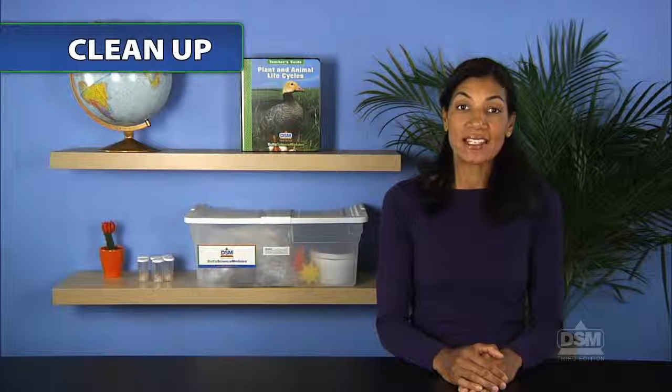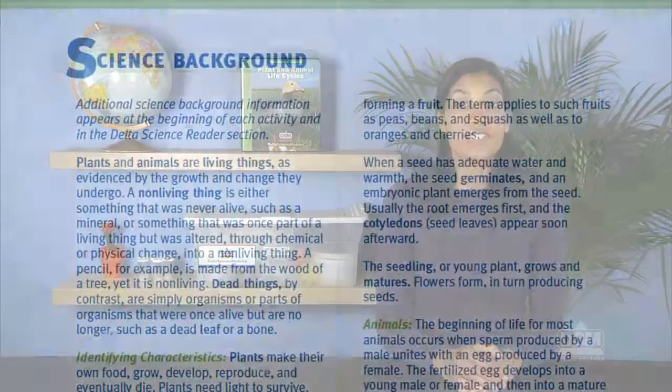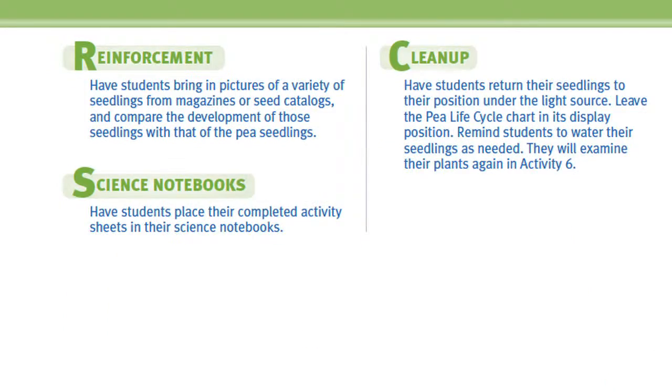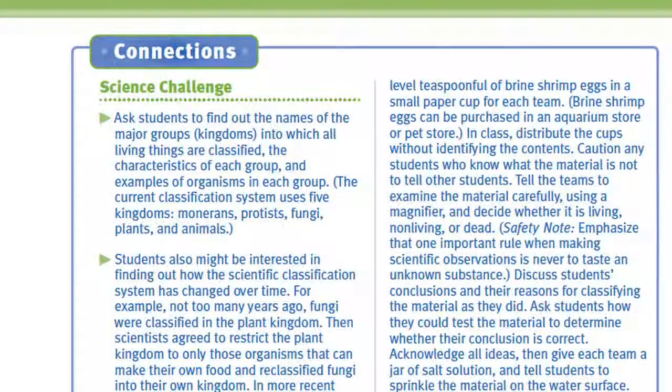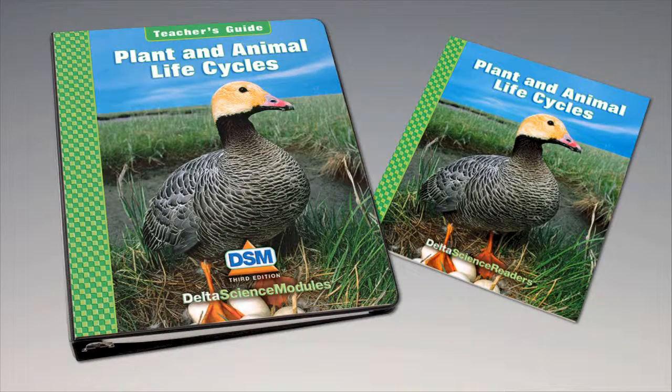To conclude the activity, instruct students to discard the flowers and paper towels and return the magnifiers to the kit. Also, have them return their pea plants to their position under the light source. For science background, reinforcement activities, curriculum connections, and information about the Delta Science Reader, please consult your DSM Teacher's Guide.